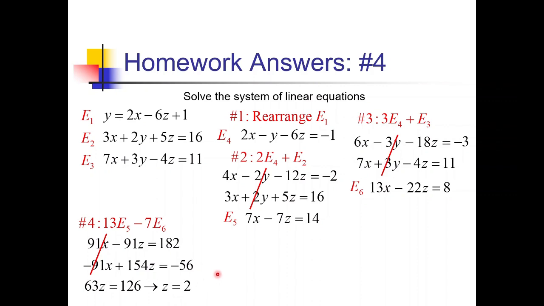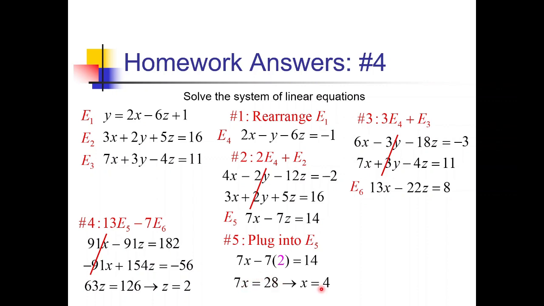Let me plug that back in now and see if I can get another letter. Let me go back into equation 5 here. So I've got 7x minus 7 times the 2 that I just found for z equals 14. So this is 7x minus 14. Add that to the other side, we get the 28 here. And then dividing by 7, I have x equals 4.